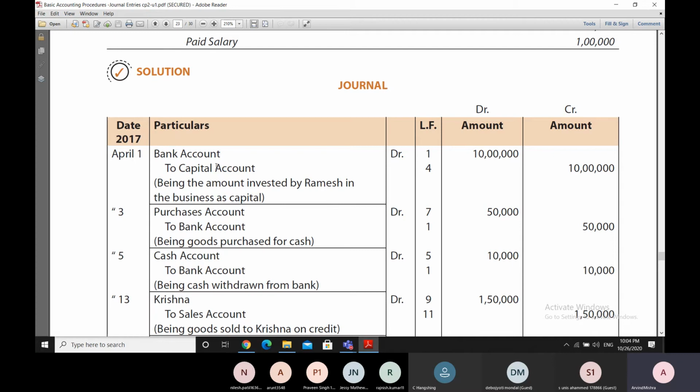And in the journal, there is a ledger folio also, because this entry will ultimately move into the ledger. Because when we say debit bank account, then it will go as a debit to the bank account in ledger folio on page number 1, where the bank account would be, and capital account would be on page number 4 of the ledger folio, where a credit entry would be made in the capital account of rupees 10 lakh while transferring this journal entry into the ledger.